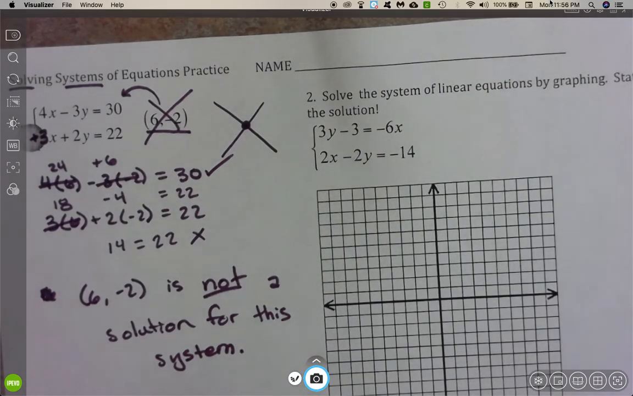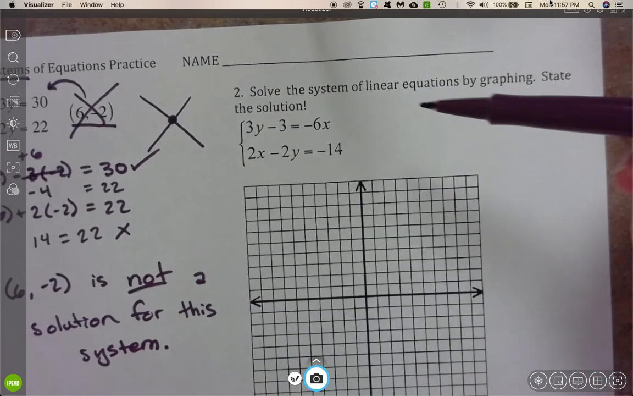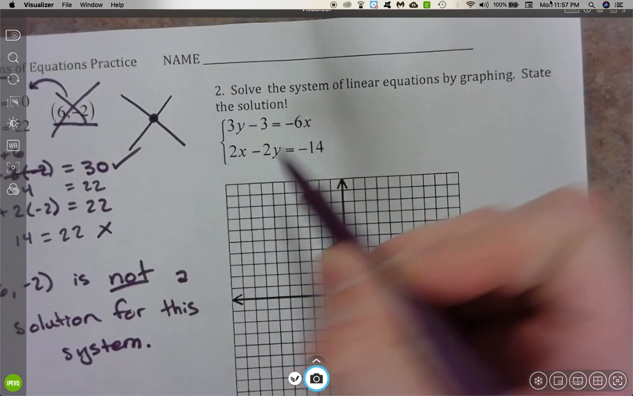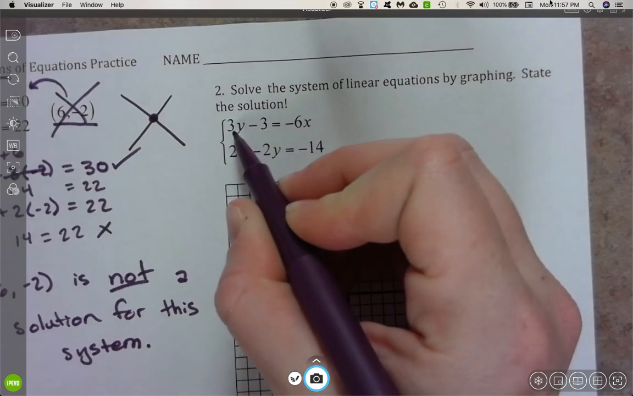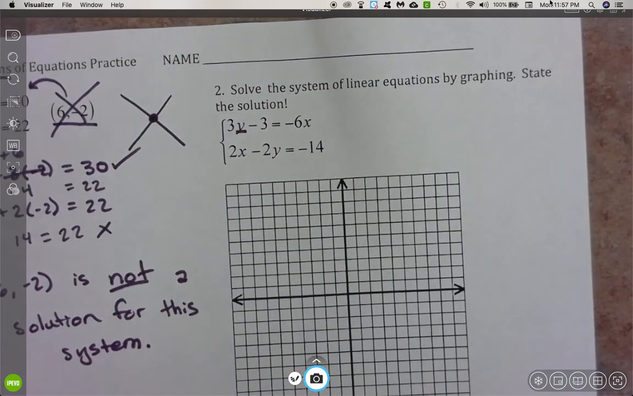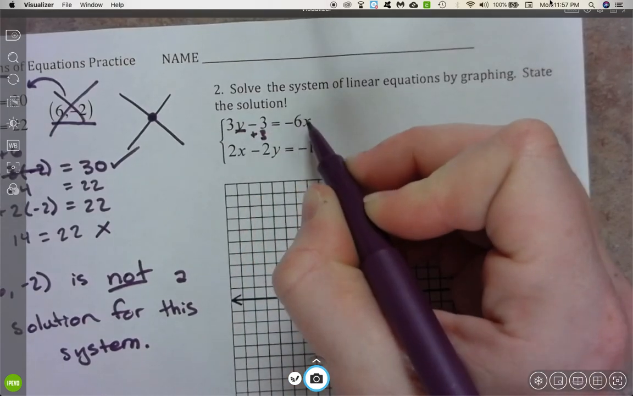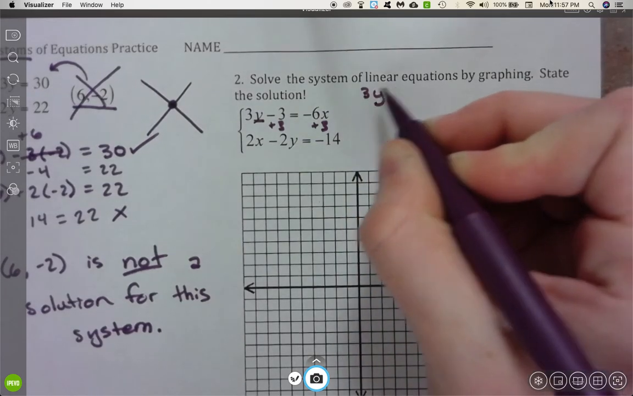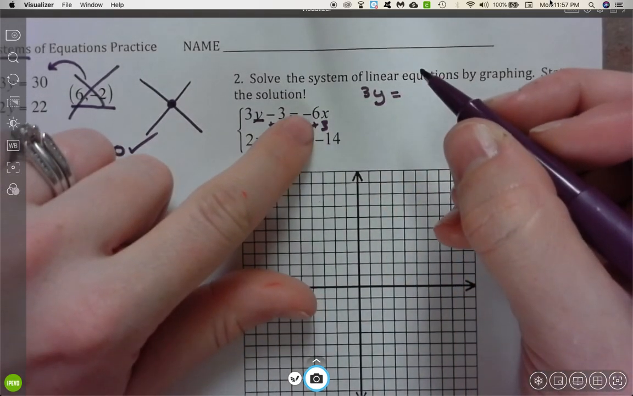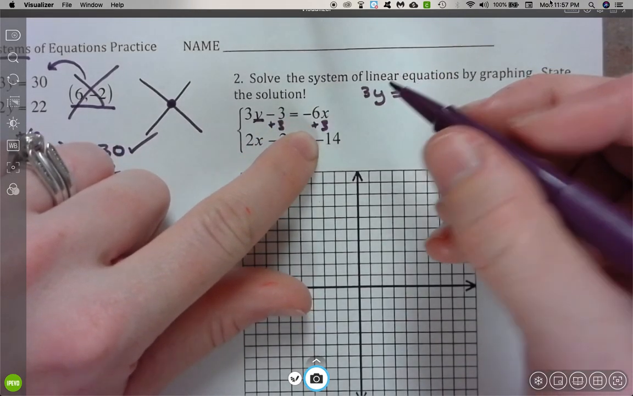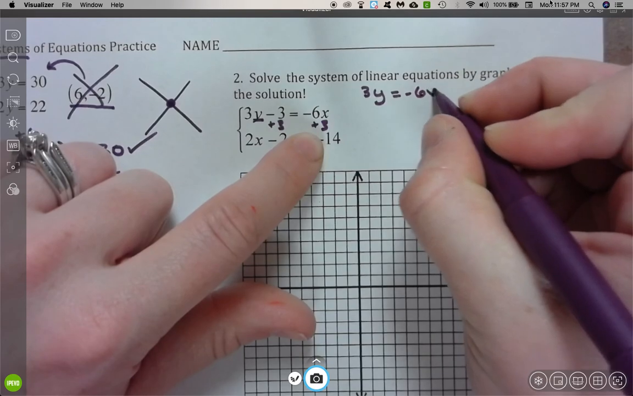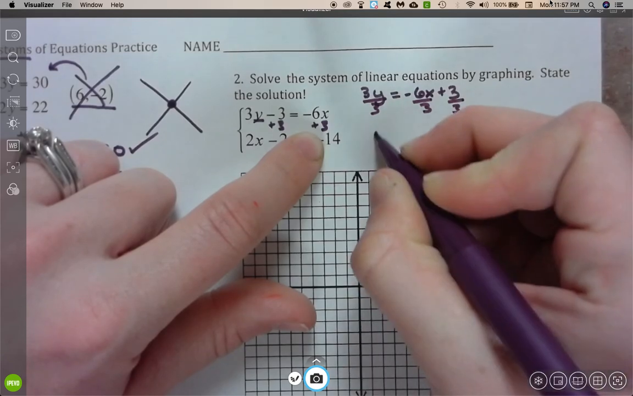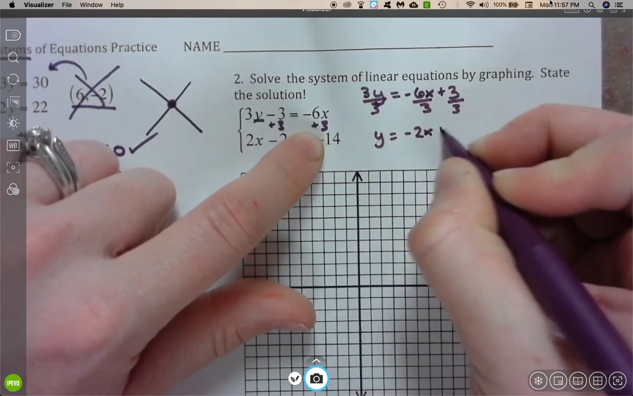All right, this next one, they want us to solve the system of linear equations by graphing and then state the solution. So I want to graph these two linear functions, and what I'm going to do to start with is solve for y. I want to get them in slope-intercept form. So I'm going to bump the 3 to the other side, so plus 3 plus 3. That will give me 3y equals negative 6x plus 3. I cannot add those two together because one has an x and one doesn't. So I'm going to write it just as negative 6x plus 3. Dividing by 3 on everything, that gives me y equals negative 2x plus 1. And that's my first equation.